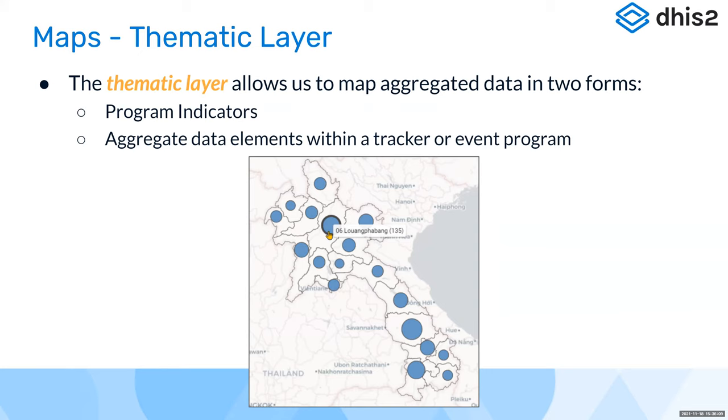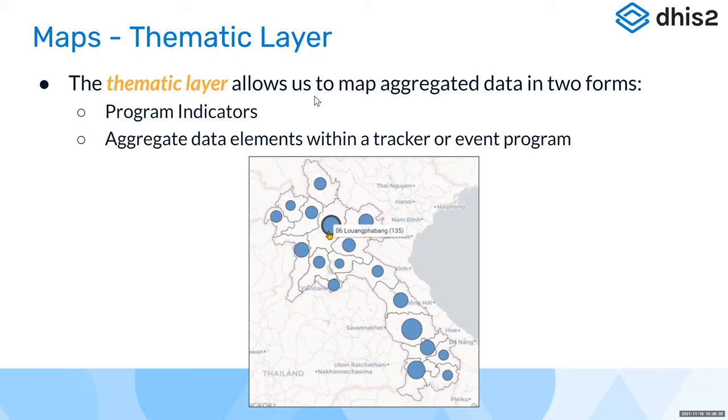So I won't talk about the boundaries layer because the boundary layer is simply to tell the system, this is the area of my focus, so that the system can automatically generate the boundaries based on the area of interest.